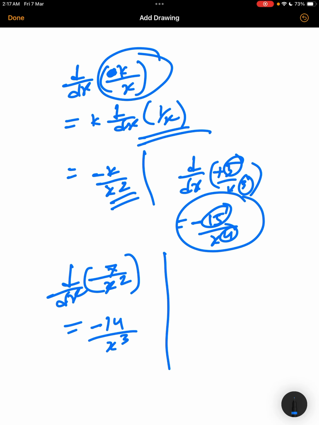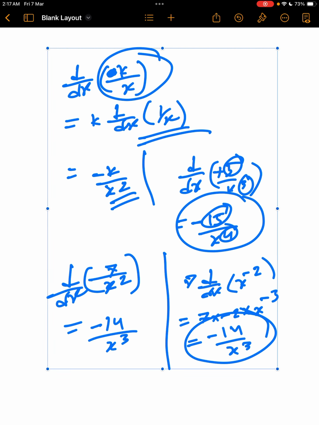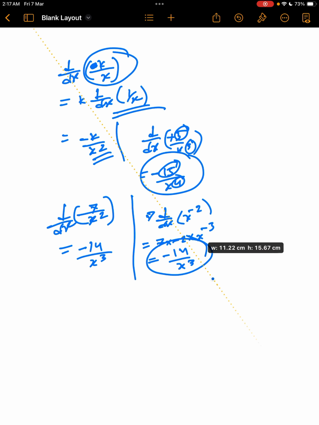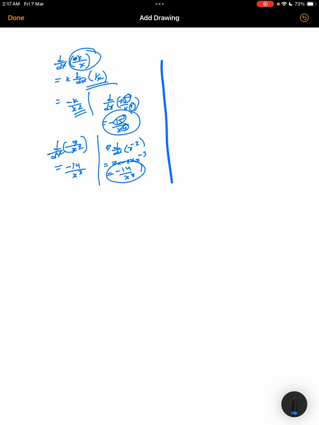If I explain this trick, 7 is outside, d/dx of x to the power minus 2 here, right? So 7 times minus 2 times x to the power minus 3, so minus 14 over x to the power 3. Remember this trick. So the second trick is that if there is any variable in the denominator, you can use this shortcut. You have to change the sign of the numerator. After that you have to add 1 to the denominator power.